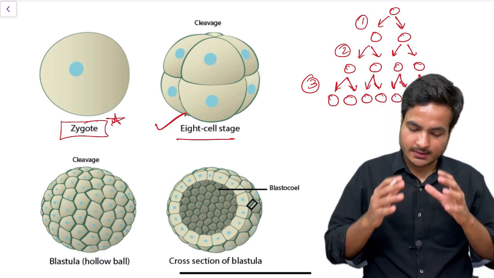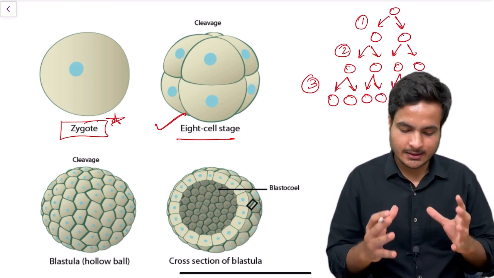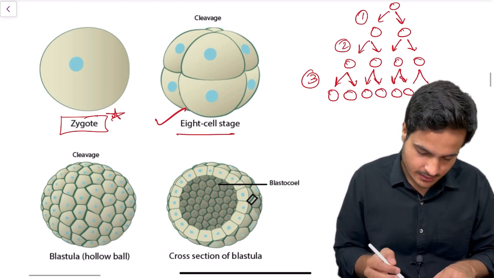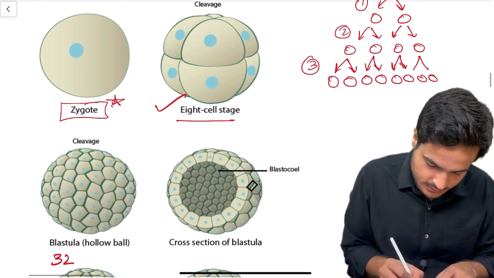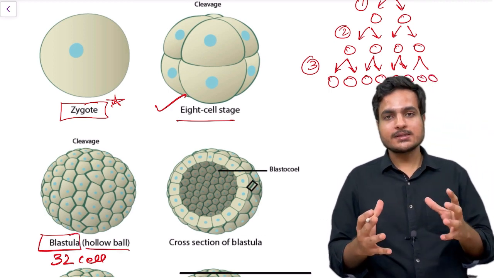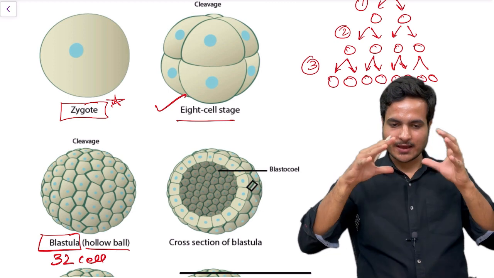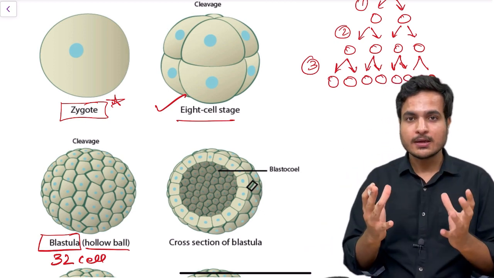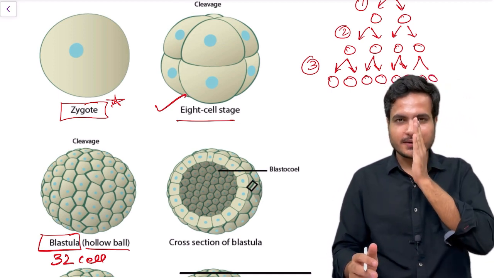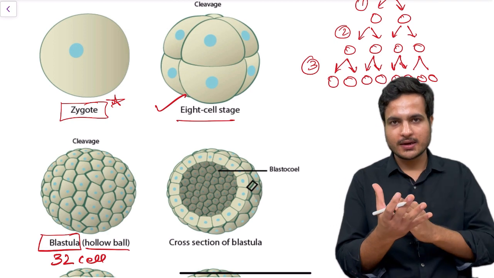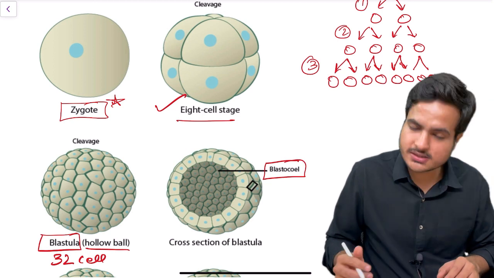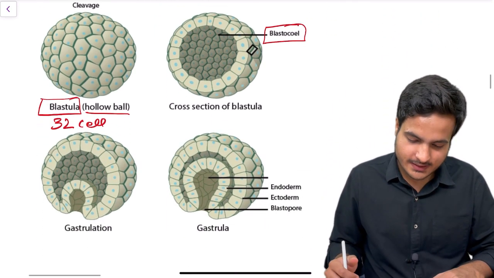Now these 8 cells again multiply and still the size of everything remains the same as that of the zygote. So this is a 32-cell stage, which is called blastula, which is a hollow ball. That means these 32 cells have been arranged towards the periphery of a sphere, making the ball hollow. Now if we see a cross section, imagine a tennis ball and we are cutting it with a knife, we can see there is a hollow cavity inside, and that cavity is called blastocoel. Now why is it important?